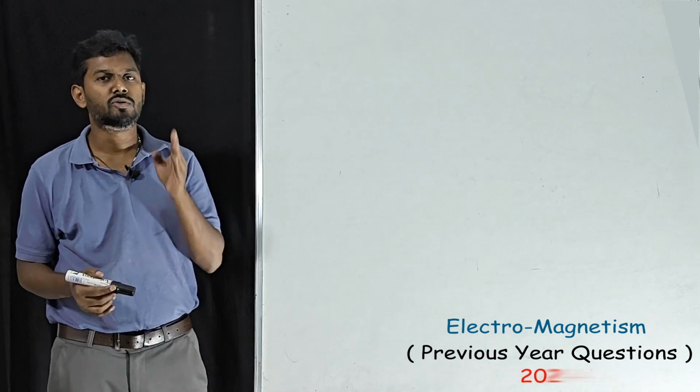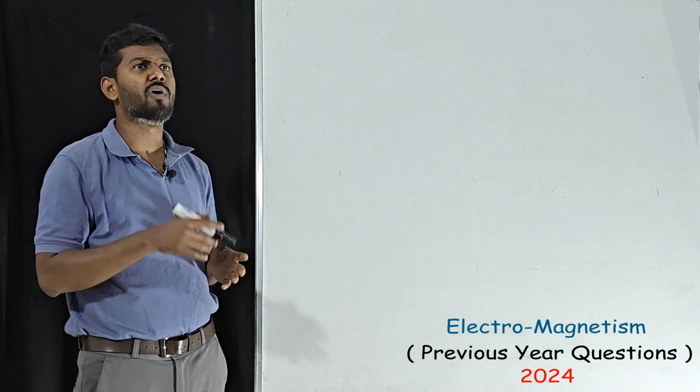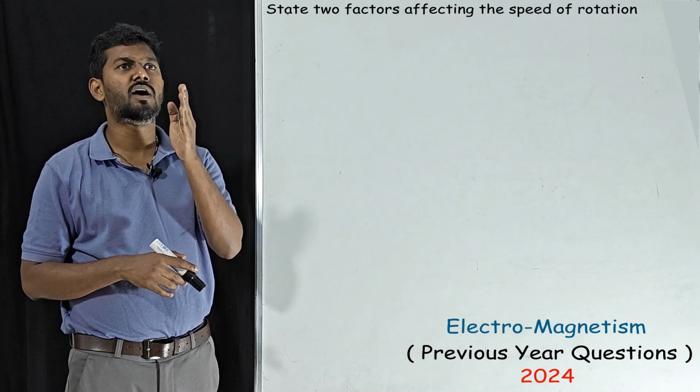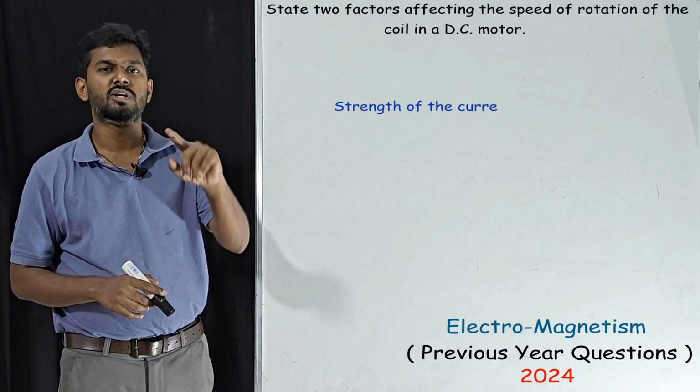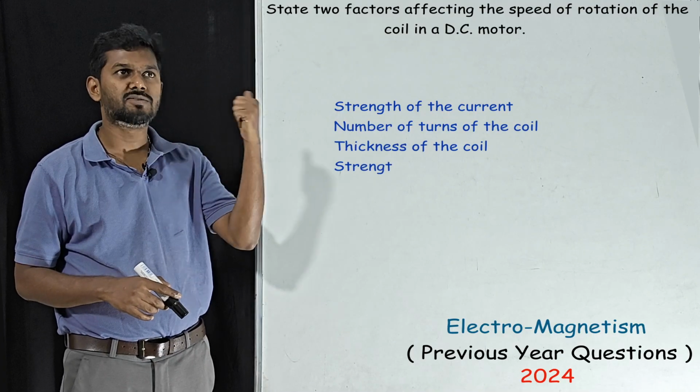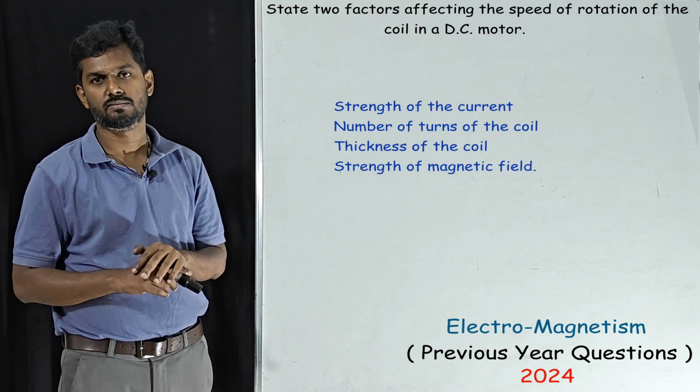That's it. Now we'll move on to 2024. State two factors affecting the speed of rotation of coil in DC motor. This question we have learned earlier, correct? So that's why we are skipping. The answer is given here. Our next question.